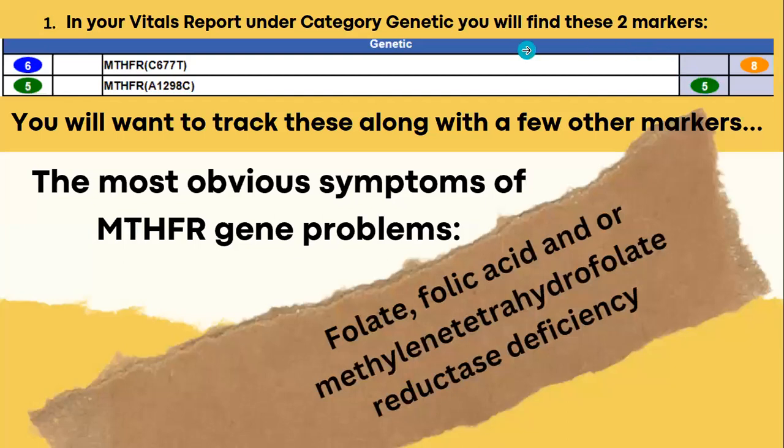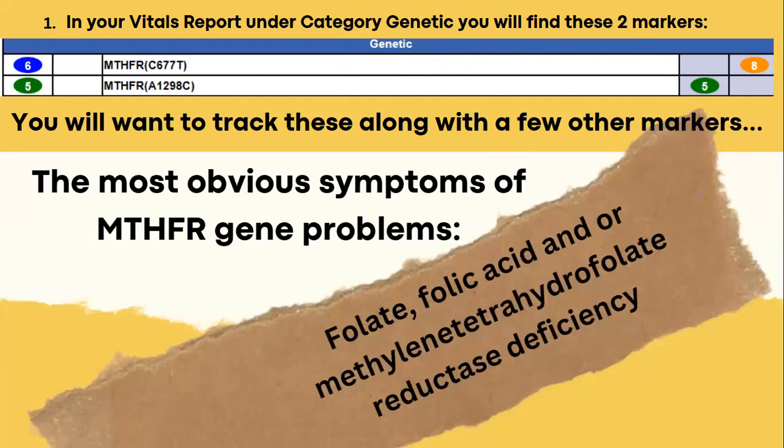And this is what it looks like. It's in your genetic category. Under your vitals report, you'll find those 2 markers. And you'll notice that yesterday, my A1298C was perfectly balanced, but my C677T one was expressing itself a little bit yesterday. Yesterday was a little bit of a stressful day for me. I was kind of all over the place, so it kind of makes sense.